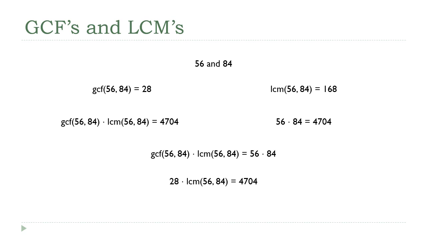But now look what I can do here. If I divide both sides by 28, I get the least common multiple is 4,704 divided by 28, which is just 168. Right? I get that number without having to go through that whole algorithm process. So it's a nice little shortcut.